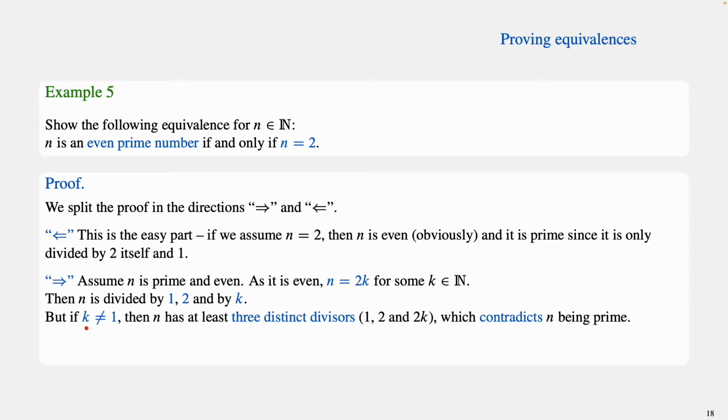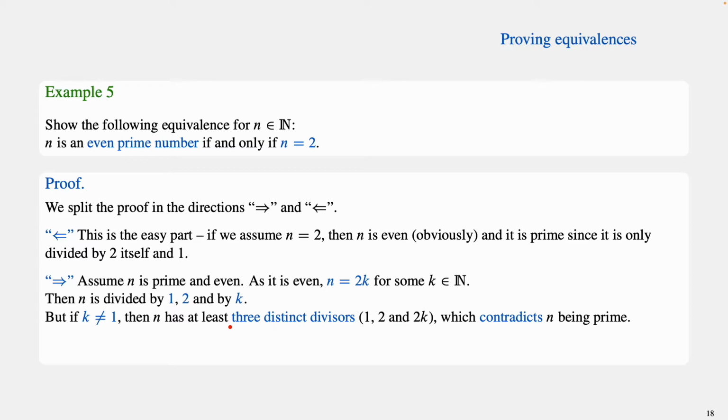But if we assume that k is anything but 1, then n has at least 3 distinct divisors, namely 1, 2 and 2k. And this contradicts n being a prime number. Because if n is prime, it can only be divided by 1 and by itself. And here we already have 3 distinct divisors if we assume that k is not 1.